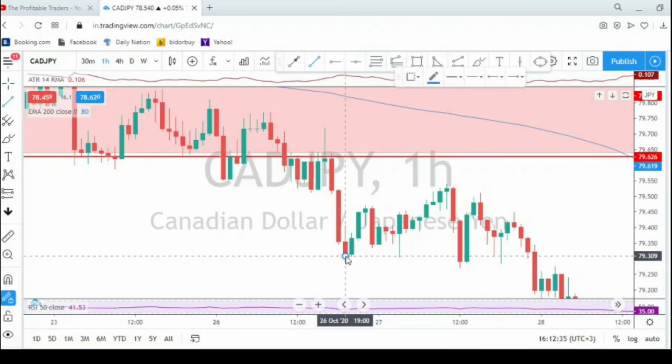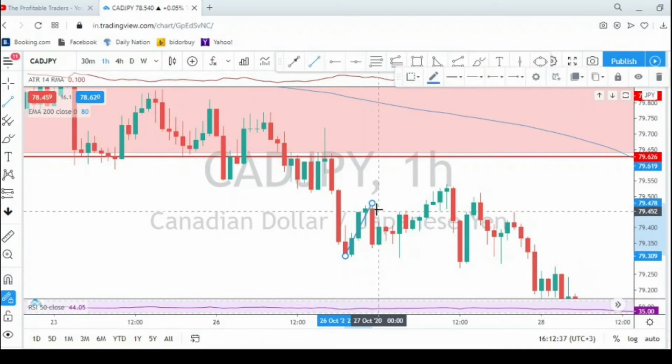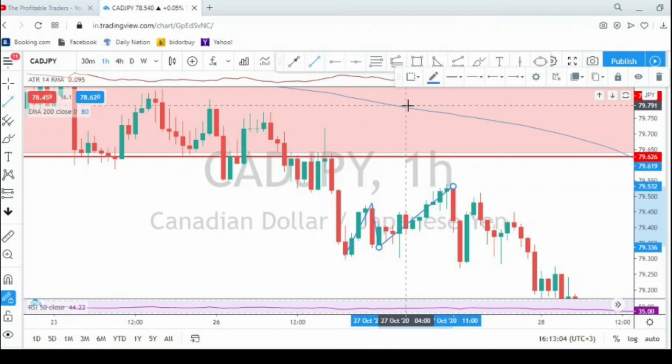Now the market made this pullback, but this bearish candle is too long, so I wouldn't take this trade. The market is still trending below this 200 EMA with a very long red candle. I wouldn't enter that trade.